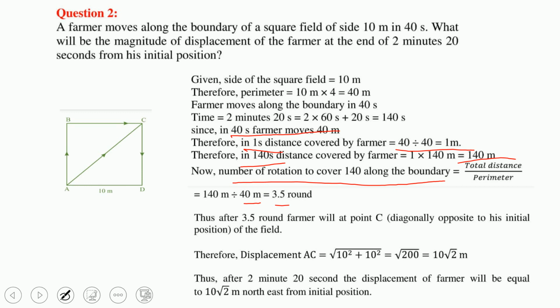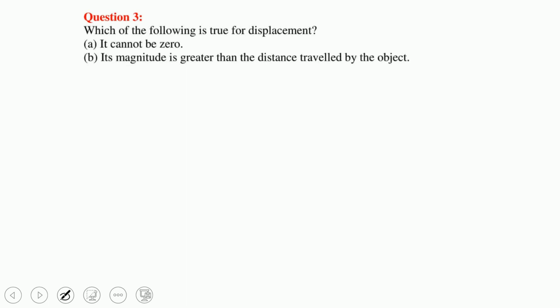In that sense also you can do it. After 3.5 rounds the farmer will reach the point C, that is diagonally opposite to the initial position. Therefore the displacement AC is equal to this. Understand? Like this also you can do, and like that also. I hope you understand.